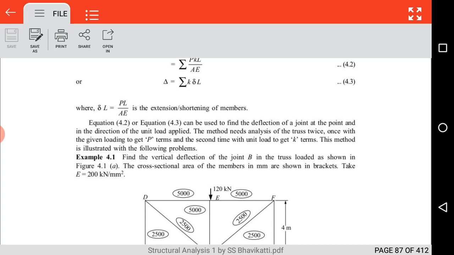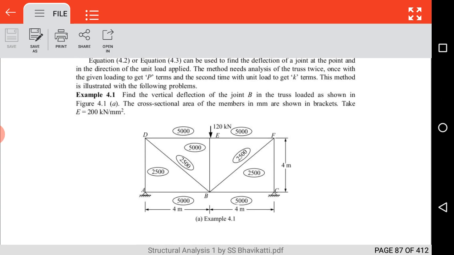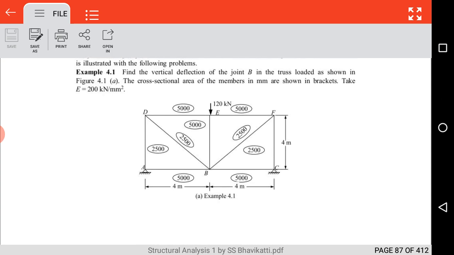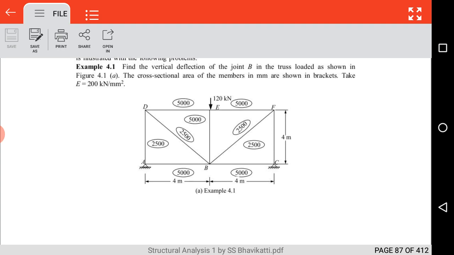So for that, let us take a problem. Find the vertical deflection of the joint B in the truss loaded as shown in the figure. The cross section area of the member is in mm square, and those are shown in the brackets or in the circles. So take the Young's modulus for all the members as 200 kilonewton per mm square.